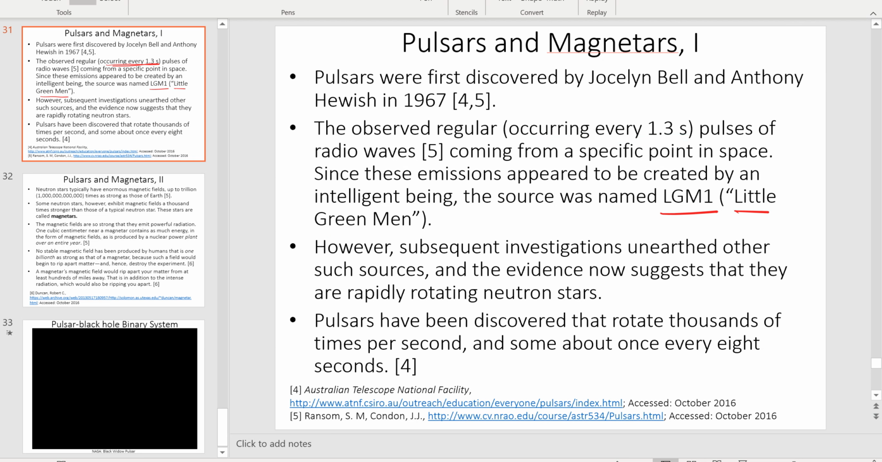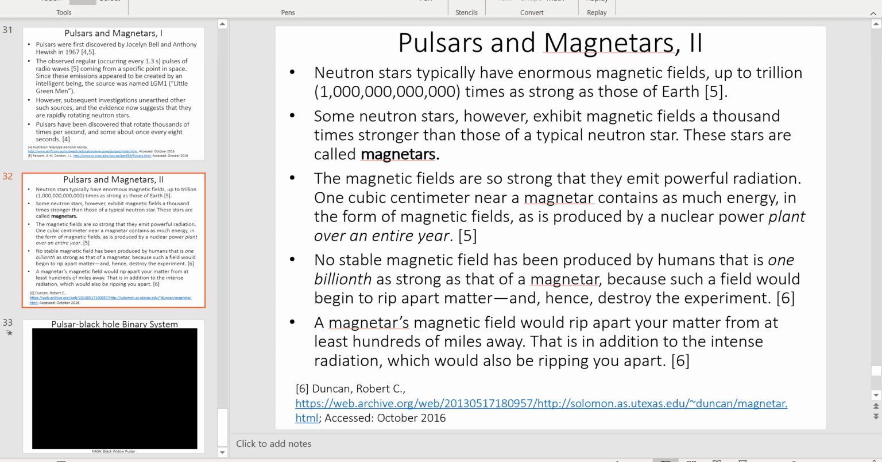Let's talk about magnetars. A magnetar is a neutron star that has a tremendously great magnetic field. Neutron stars typically have enormous magnetic fields, up to 1 trillion times as strong as those of Earth, typically. But some neutron stars have magnetic fields that are maybe 1,000 times stronger than that, and these are called magnetars. And these magnetic fields are so strong that they emit radiation.